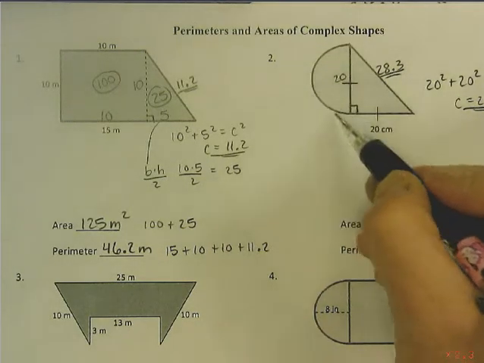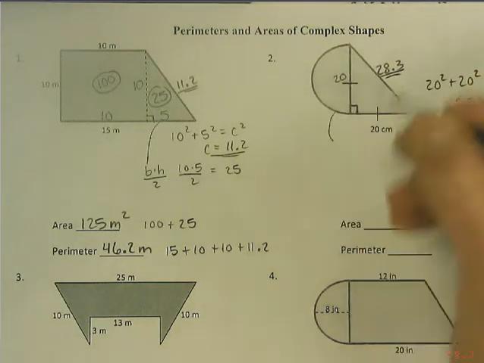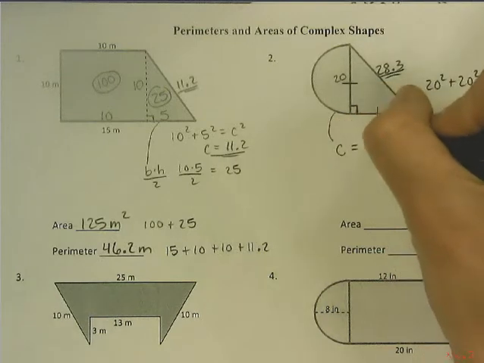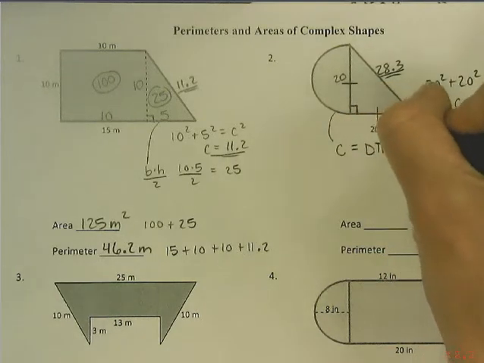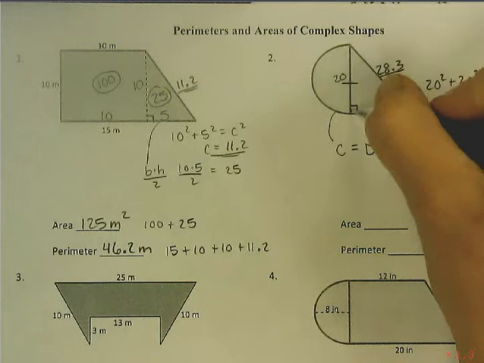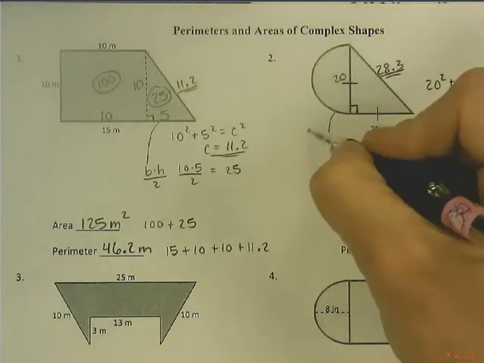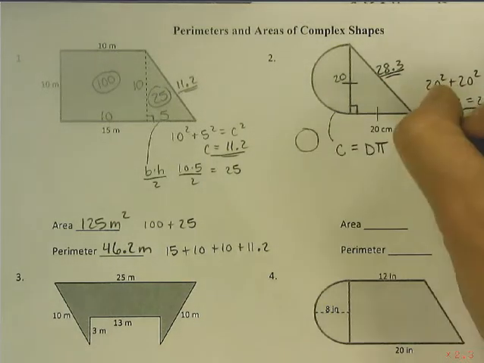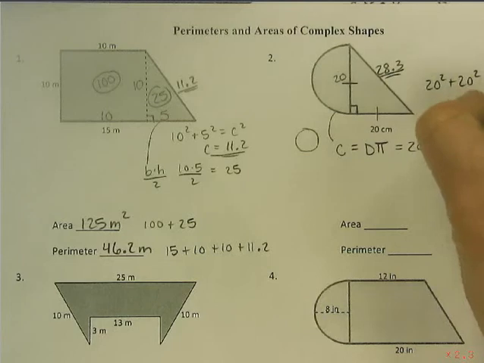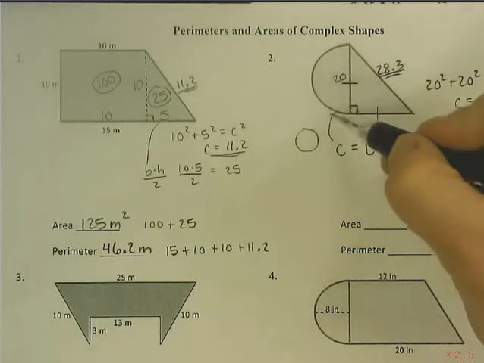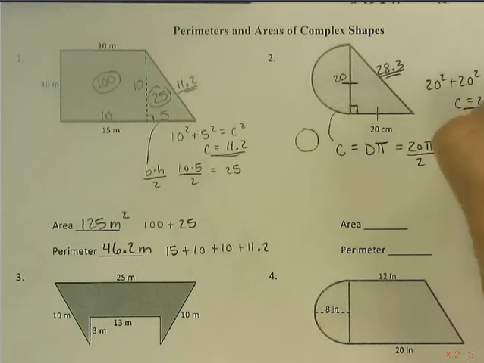Now for the semicircle, remember the formula for the circumference of a circle is diameter times pi. The diameter is 20, so if I were to have a full circle all the way around, it's going to be 20 pi. But I'm not going all the way around, just halfway around, so don't forget to divide that by 2. So the circumference of a semicircle is going to be 10 pi on this problem, which is 31.4.